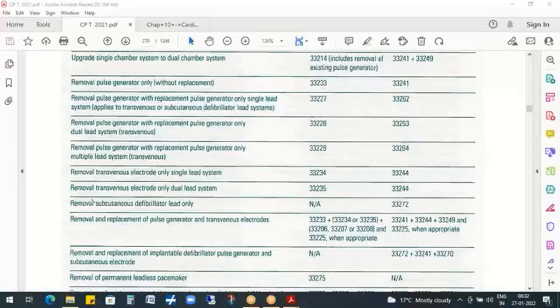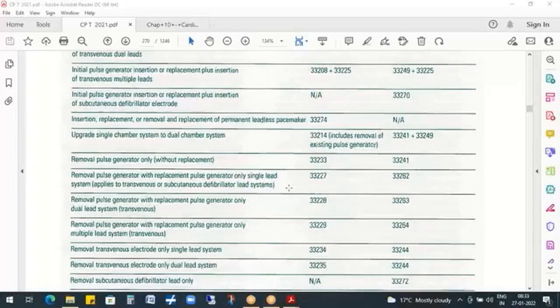Now these are the possible procedures performed using machines. Now you can tell me, what is the first point we need to look for when we get this type of question? Type of machine. How many types of machines are there? Two types: pacemaker and defibrillator.